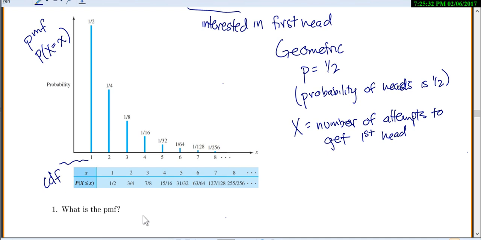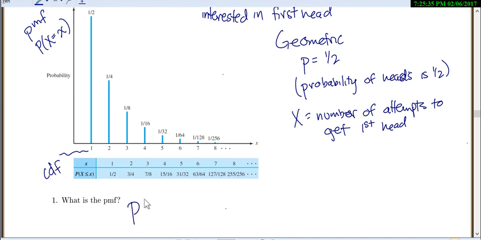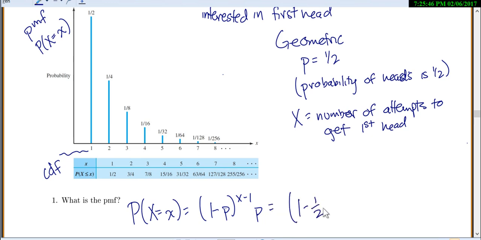Okay, first, what would be the PMF? So the probability that x equals our specific value. Remember our formula, (1 minus p) to the x minus 1 times p. So in our case, (1 minus 1/2) to the x minus 1 times 1/2. And that actually simplifies. 1 minus 1/2 is just 1/2, so we have 1/2 times 1/2, so we just have 1/2 to the power of x. And that's just because in this one situation, 1 minus 1/2 gives us 1/2.